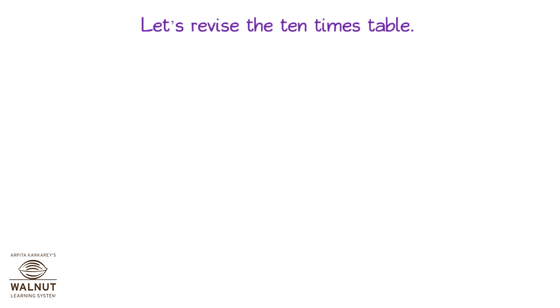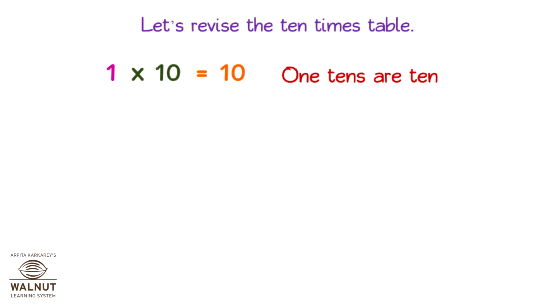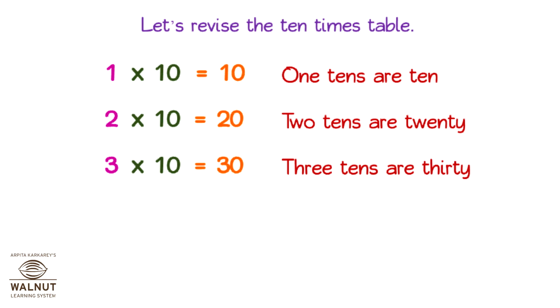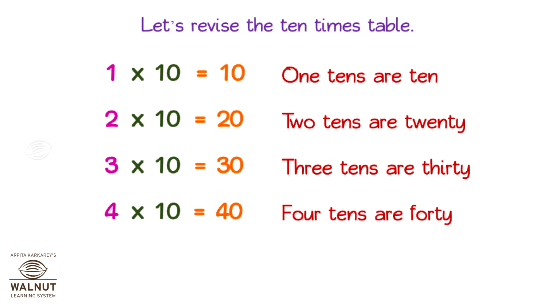Let's revise the 10 times table. 1 multiplied by 10 is equal to 10. 1 tens are 10. 2 multiplied by 10 is equal to 20. 2 tens are 20. 3 multiplied by 10 is equal to 30. 3 tens are 30. 4 multiplied by 10 is equal to 40. 4 tens are 40. 5 multiplied by 10 is equal to 50.